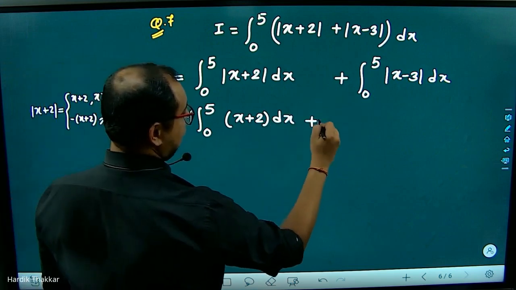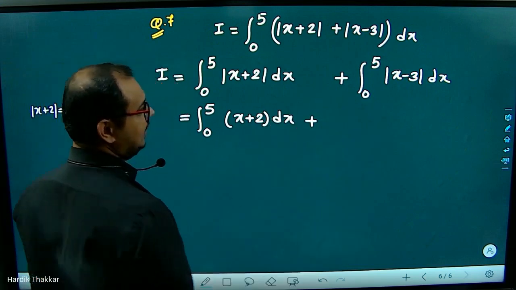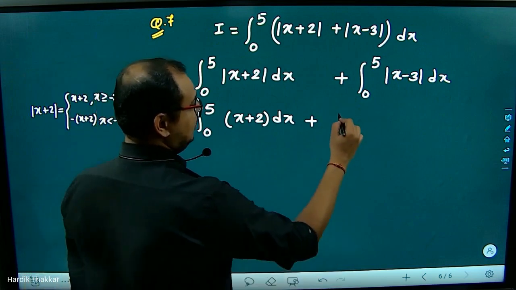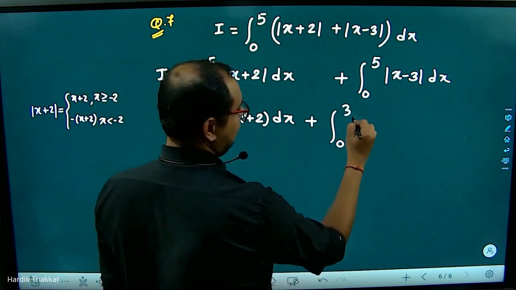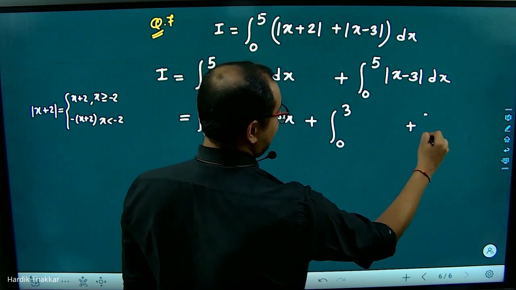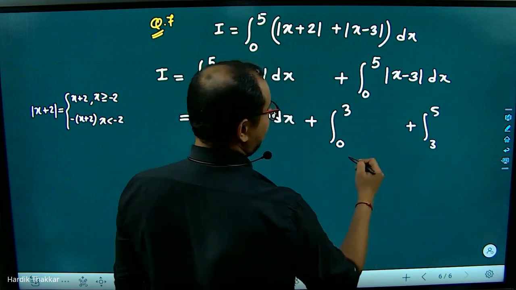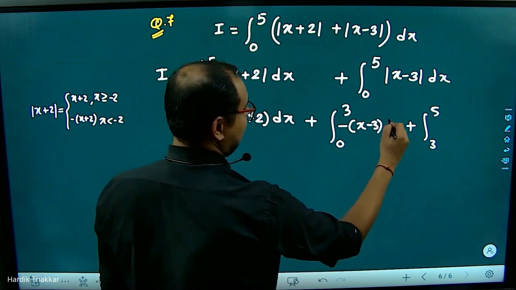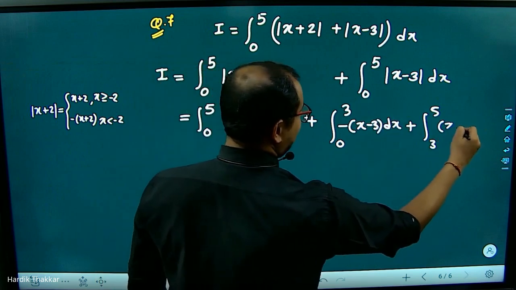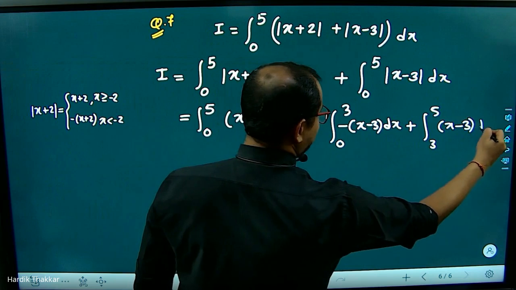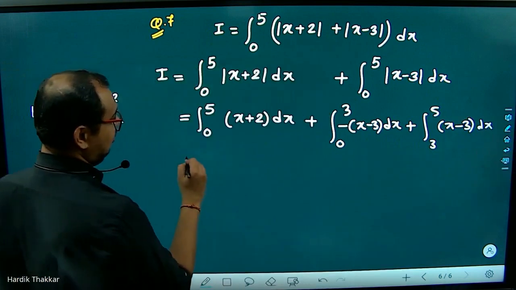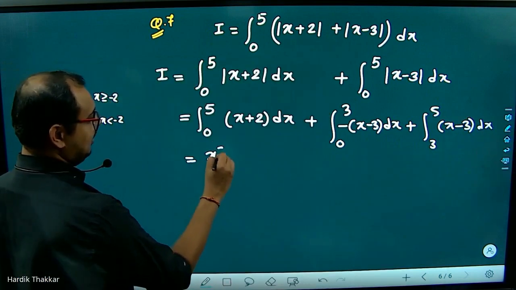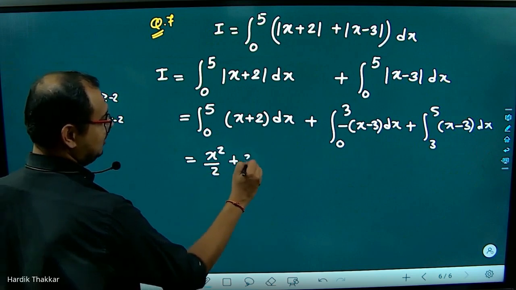Whereas for this part, it will be divided in two parts. First one will be 0 to 3 and second part will be from 3 to 5. For first part 0 to 3, it will be minus times of x minus 3 dx. For the second part, it will be plus times of x plus 3 dx, correct? Now, when we integrate this term, we will get x square by 2 plus 2x, correct?